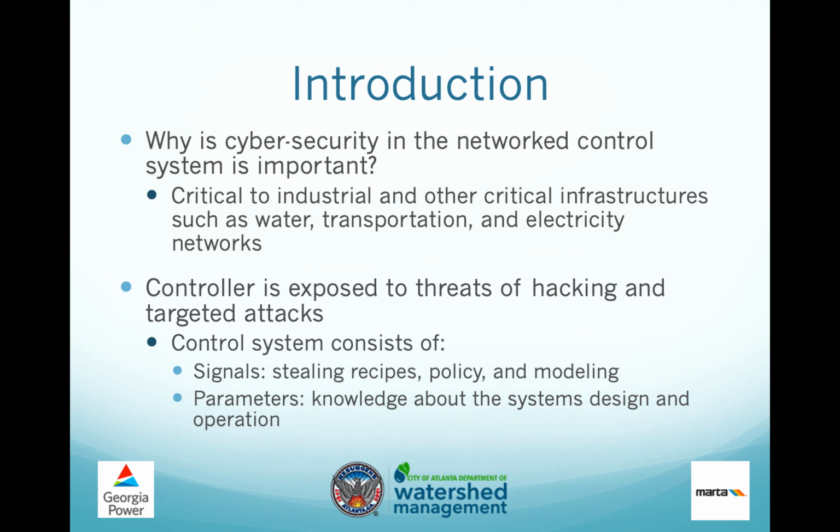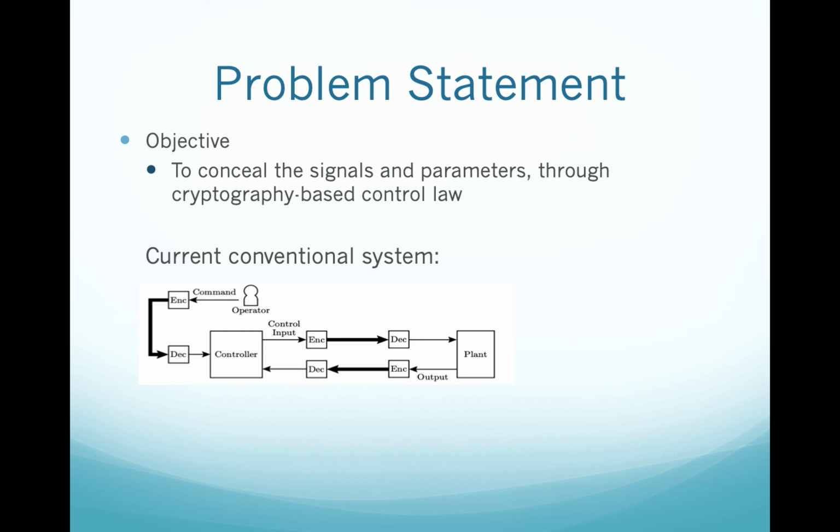And that's because the control system consists of signals, which hold the stealing recipes, the policy, and the modeling. And then you have your parameters also, which hold the knowledge about the system's design and its operation. So the authors wanted to go through and probably solve the problem where they want to conceal the signals and the parameters using cryptography-based control law.